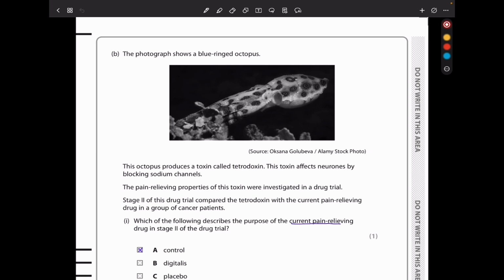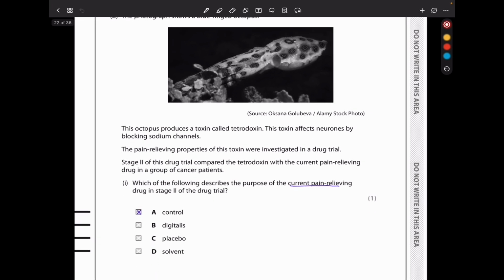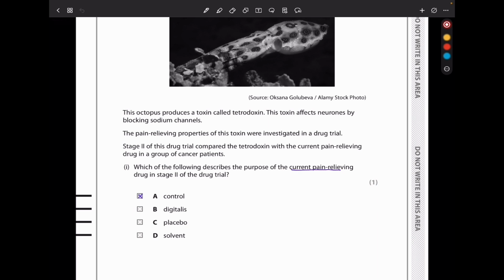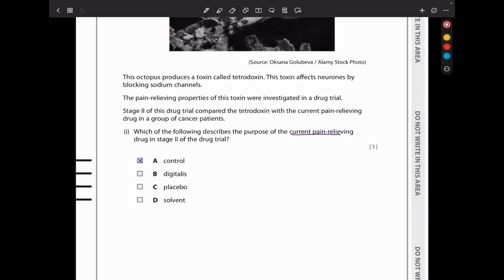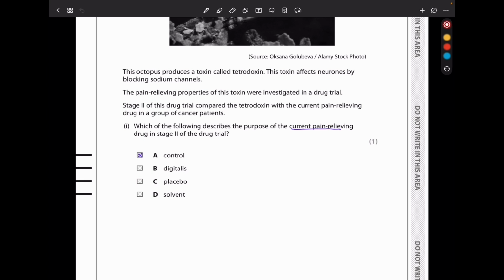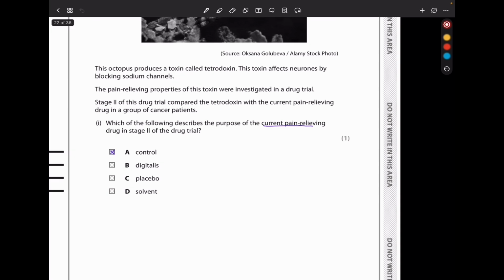In part B, the photograph shows a blue ringed octopus. The octopus produces a toxin called tetrodotoxin. The toxin affects neurons by blocking sodium channels. The pain-relieving properties of this toxin were investigated in a drug trial. The stage 2 of this drug trial compared the tetrodotoxin with a current pain-relieving drug in a group of cancer patients. Which of the following describes the purpose of the current pain-relieving drug in stage 2 of the drug trial? It's going to be a control because we are comparing.